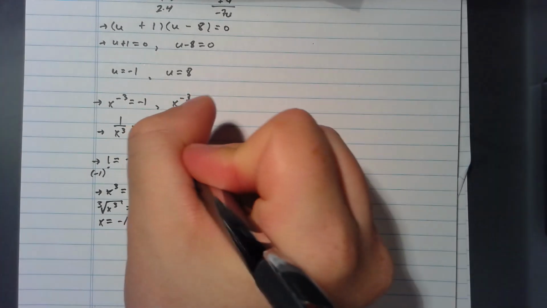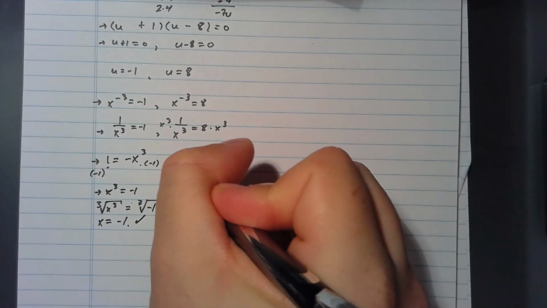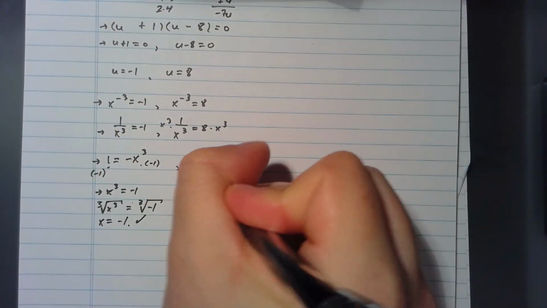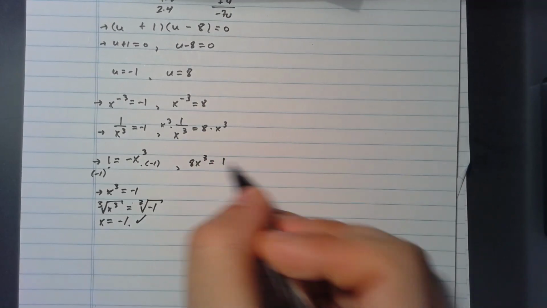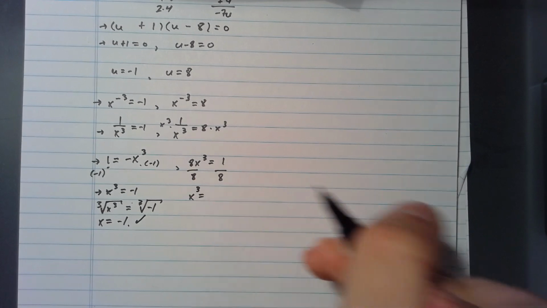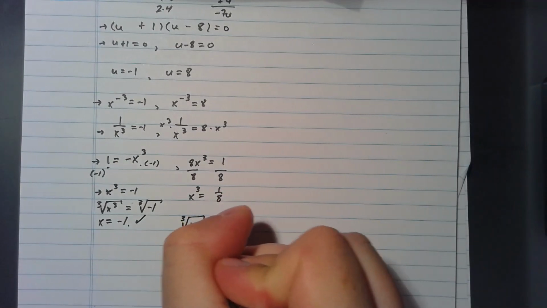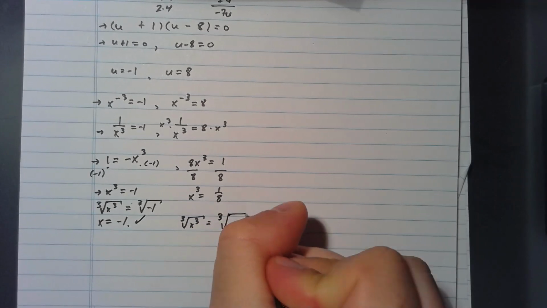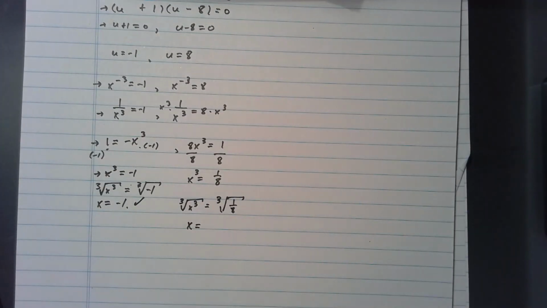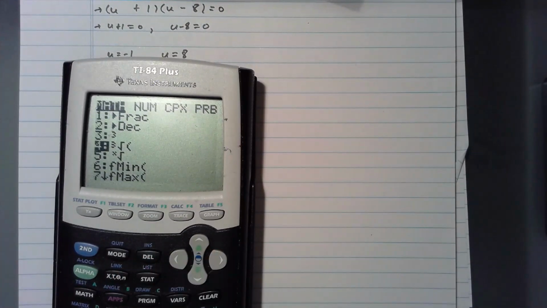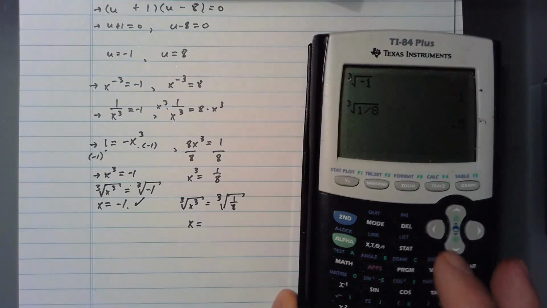Multiply both sides by x cubed. Or you can reciprocate both sides. Either way is fine. So you're going to get 8x cubed equals 1. Divide both sides by 8. So you're going to get x cubed equals 1/8. Take the cube root of both sides. So you're going to get x equals, when you take the cube root of 1/8, on math, you're going to get 0.5, which is a half.